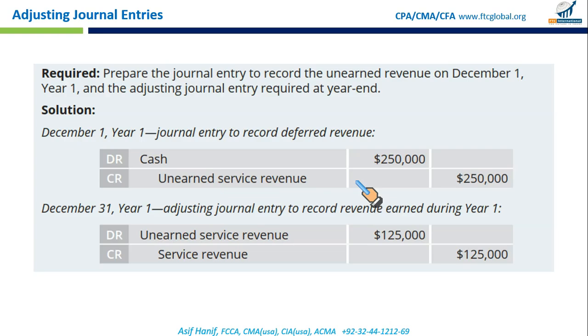We debit unearned service revenue 125, half of it, and credit service revenue, which means half of it has been moved to service revenue. And at the end of the month of January, we would transfer the remaining half by passing the same entry, unearned service revenue debit, service revenue credit 125.